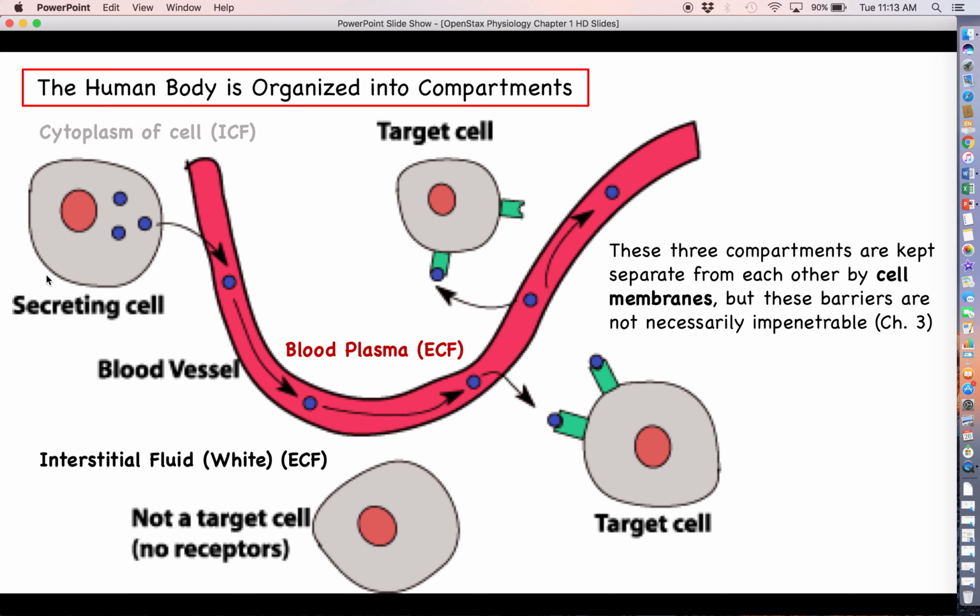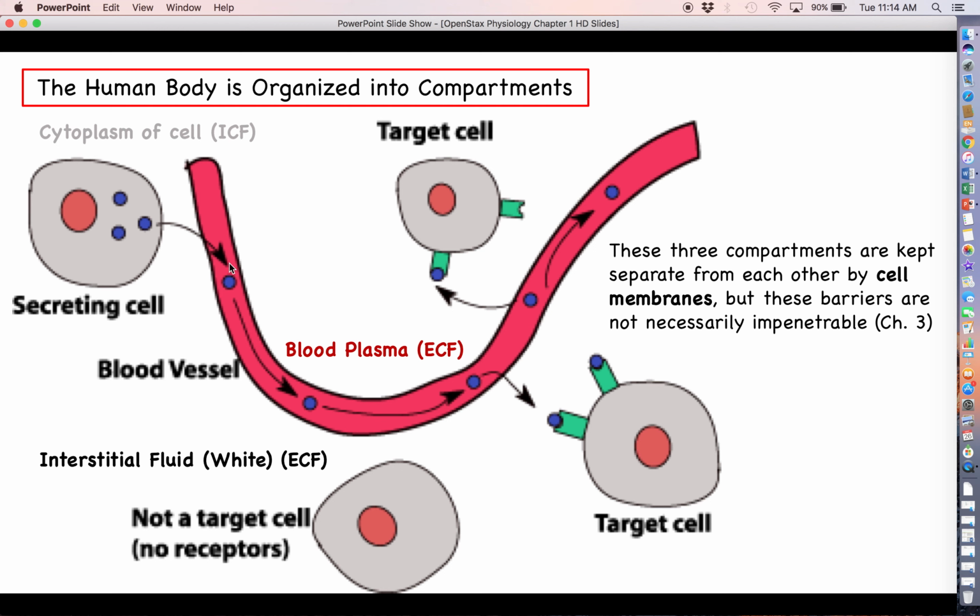So what you're looking at in this particular picture, if we treat it as a story, and we'll get into the fine details of these much later in the semester, so don't worry about it too much right now, is a signaling mechanism. So this cell right here, which we're calling the secreting cell, has made some type of signaling molecule, this blue ball right here. This signaling molecule starts out in the cytoplasm or intracellular fluid of this cell. It leaves the cell and goes into the interstitial fluid and then into the blood plasma.